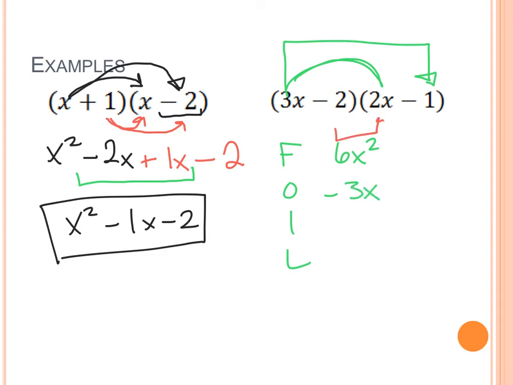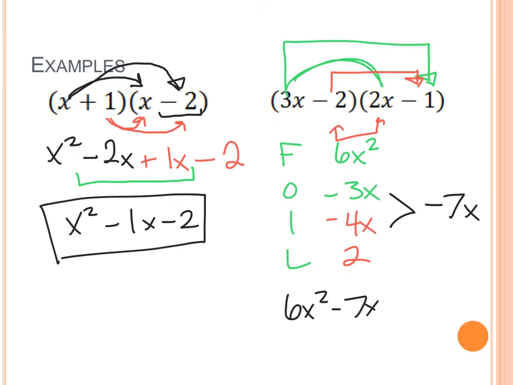My inside terms, negative 2 times negative 2 times 2x, negative 4x. And then my last terms, negative 2 and negative 1, end up giving me a positive 2. And if you look at this, as I write them in this order, these two will combine. These are being added together. Remember I told you we're thinking of everything in terms of addition. These add together to give us negative 7x. So my final expression would be 6x squared minus 7x plus 2.